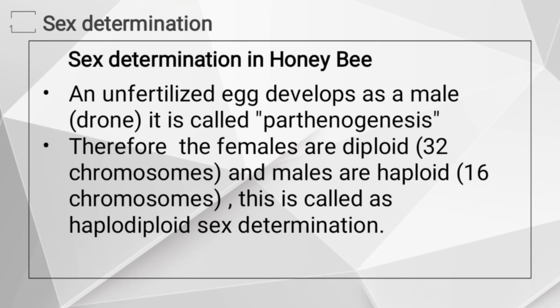Therefore, in honeybee, females are diploid in nature. They consist of 32 chromosomes, whereas males are haploid in nature. They consist of 16 chromosomes. This type of mechanism is known as haplodiploid sex determination mechanism. That means females are developed by fertilized egg and they are diploid in nature, consisting of 32 chromosomes, whereas males are haploid in nature. They consist of 16 chromosomes and they are developed by parthenogenesis, from the unfertilized egg.